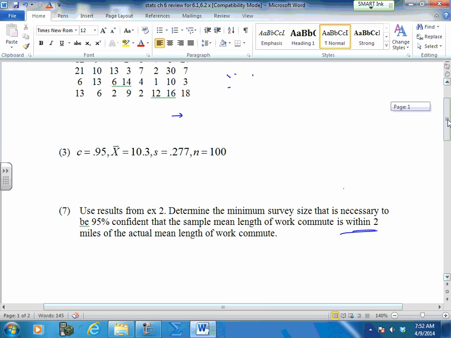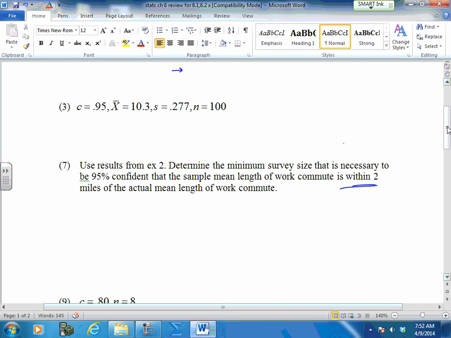The next one says they want you to construct the confidence interval for a population mean. They gave you all your pieces. So again, the first thing we look at is n. Think of your flow chart. Is n greater than or equal to 30? Yes. So what do we use? ZC. We're going to need your ZC for 95%.